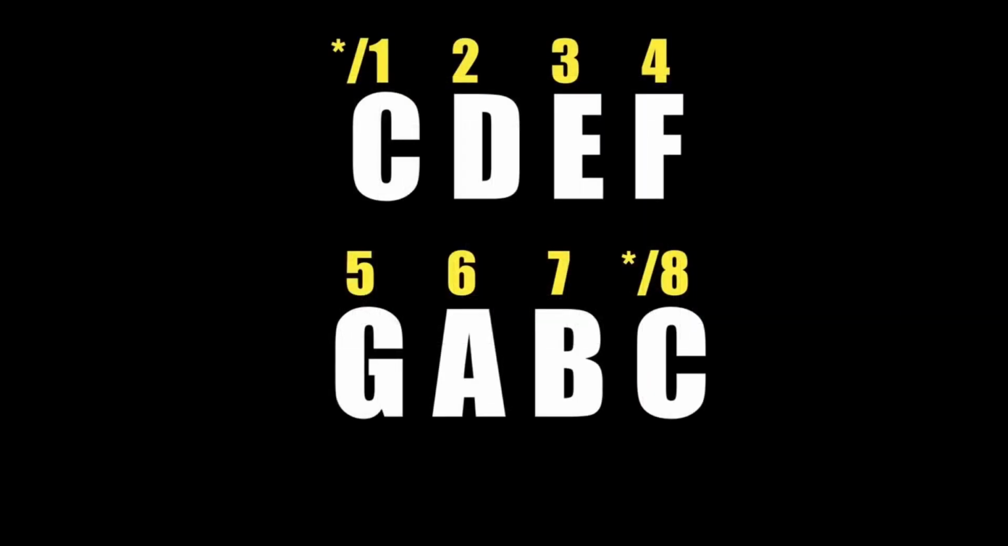Now this is what we got. C, D, E, F, G, A, B, C. C is 1 and also called root or tonic. D is 2, E is 3, F is 4, G is 5, A is 6, B is 7, and C, the repetition of the first one, is the octave. There are more numbers that could be added to that scale, but for now we're going to keep it very simple. Now let's talk about the major scale pattern.